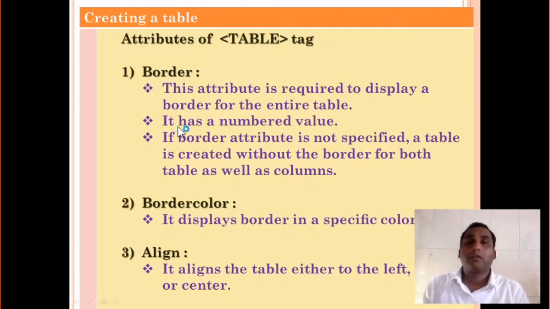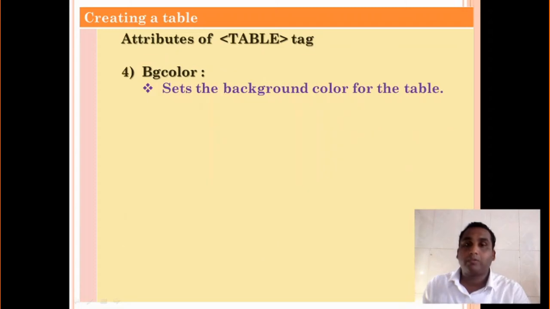Some of the attributes of the table tag: border, bordercolor, align. Border is used to specify the thickness of the border to be displayed for the entire table. The value is specified as a number, which is in pixels. If the border attribute is not specified, a table is created without a border. That means a borderless table. Bordercolor, we give an attribute to specify the color of the border. Align: left, right, or center, whether the table should be displayed to the left, right, or center of the browser window. Bgcolor sets the background color for a table.